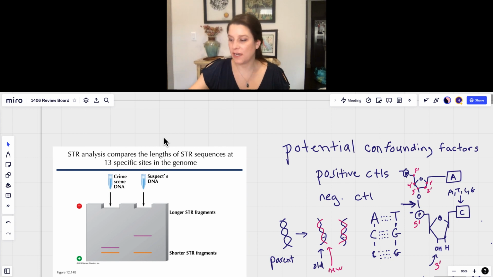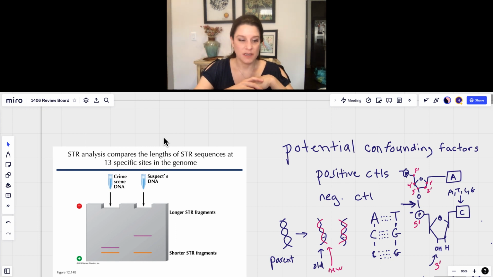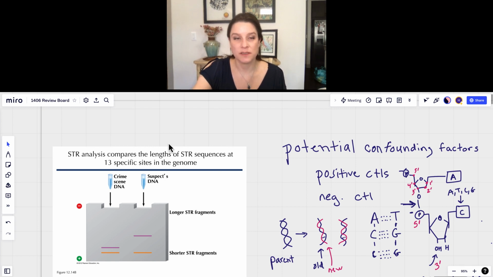This is also how you do paternity testing like this, or maternity testing, if you didn't know from the birth. You'd see half of the alleles overlapping if it was a parent, because a child gets half the sizes from mom and half the sizes from dad. So if it matches with half the sizes, then that's a potential parent or not.